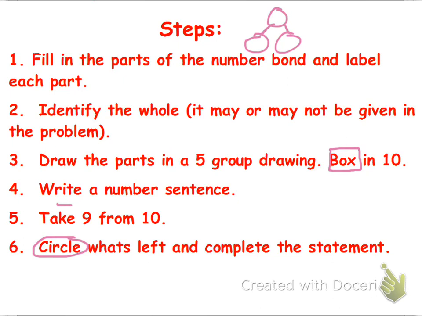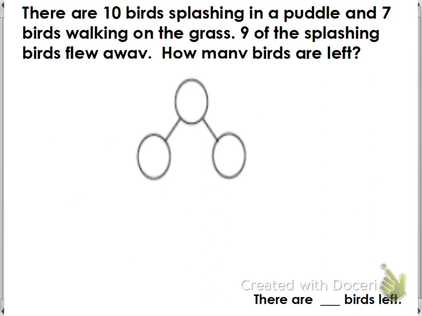Step number 4. Write a number sentence. Step number 5. Take 9 from 10. Step number 6. Circle what's left and complete the statement. So these are the steps that we're going to follow to be able to solve this word problem.